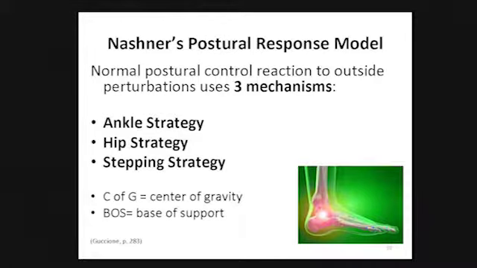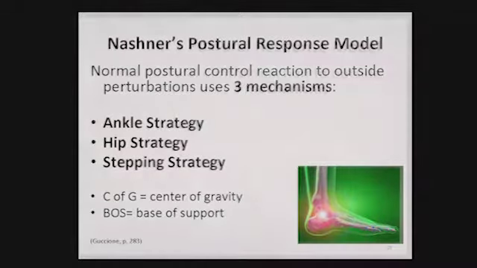Now, a guy named Nashner came up with what he called a postural response model. Our reaction to outside perturbations of our center of gravity uses three mechanisms, or three strategies, to manage our posture. Ankle strategy, hip strategy, and stepping strategy. So guess what? If it's safe for you to practice with this and you don't have significant balance problems, you have something to hold on to or a person to work with, try out some of these strategies so you can feel them right there on yourself.